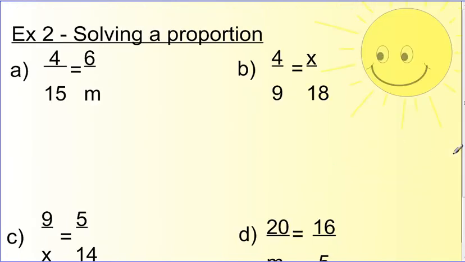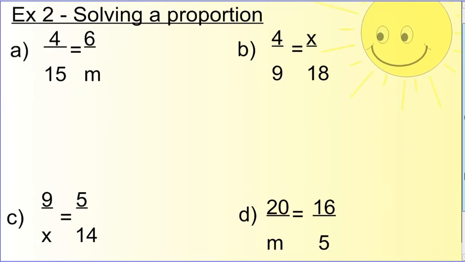Now, as far as solving a proportion, there are multiple ways to solve proportions. But really, there's only one good way. There's one way that works in every single problem, no matter what the problem looks like. And I personally would rather learn one way that always works than a couple different ways that only sometimes work. So let's figure out how we're going to solve these. So we're going to solve these using cross-multiplying, cross-products. That is the one best way to solve every proportion ever.